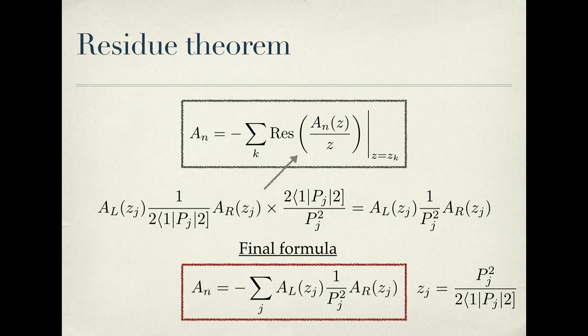So the n-point amplitude is equal to the sum over all factorization channels, p_j. And there is a left amplitude and a right amplitude. Both of them are shifted and evaluated at this point, z_j. And the point z_j was such that this shifted amplitude had a pole there. So using two different ingredients, Cauchy's formula and the tree-level unitarity, we are able to write the n-point amplitude as a sum of products of lower-point amplitudes.